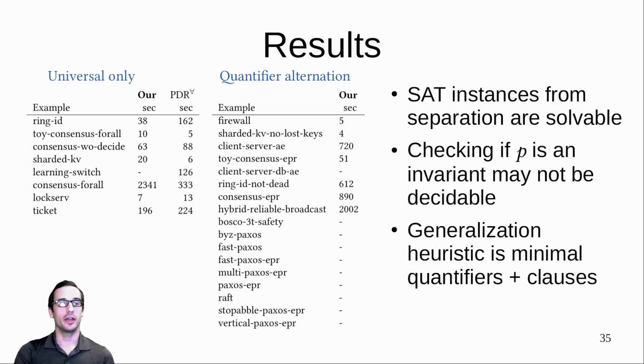Finally, we note that the heuristic we're using to generalize is a minimal number of quantifiers and clauses together. This is a very different heuristic from the one used in other invariant inference algorithms, in particular universal PDR. We also note that this combination gives better generalization than just minimizing the number of quantifiers alone.